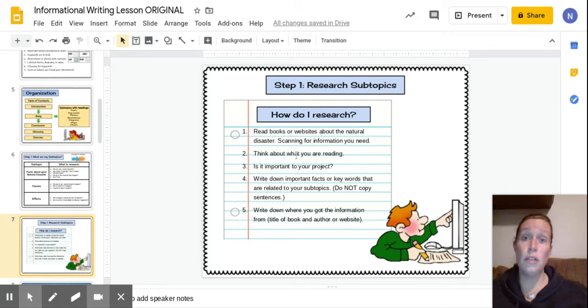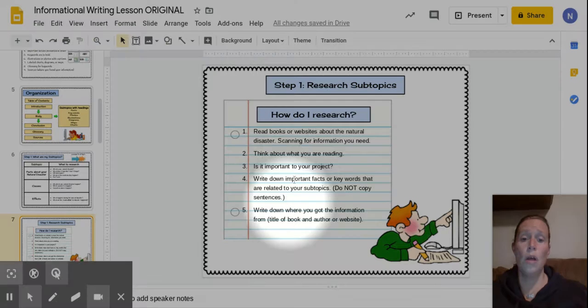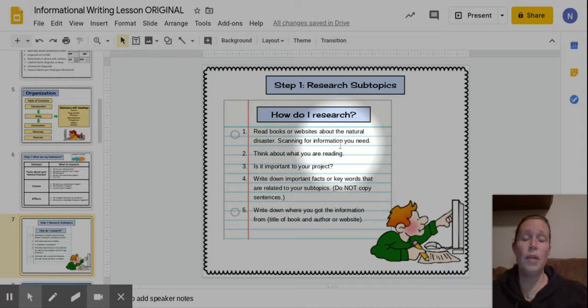So how do we do research? What you're going to do is read books or websites about your natural disaster. You're going to scan for information you need. This is very important, and I want to focus on that for a second. A lot of books and even the websites are going to have a lot of information that you might not need today. Today, I am only going to ask you to find a description or a definition of your natural disaster. That's all we're going to focus on today. So just scan for the information that you need.